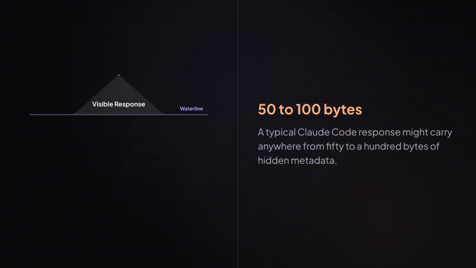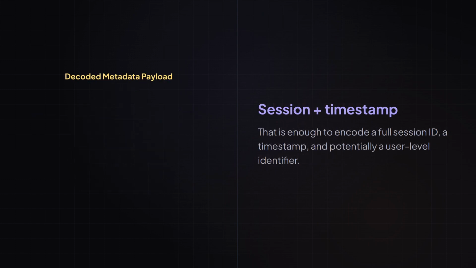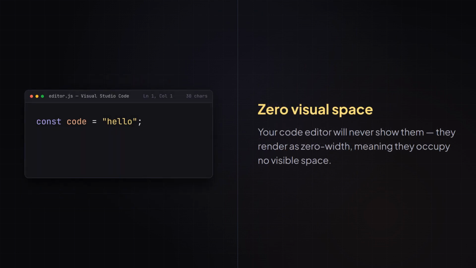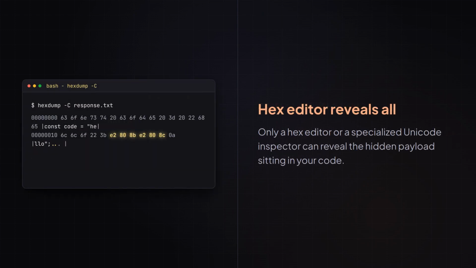A typical Claude Code response might carry anywhere from 50 to 100 bytes of hidden metadata. That is enough to encode a full session ID, a timestamp, and potentially a user-level identifier. Your code editor will never show them. They render as zero-width, meaning they occupy no visible space. Only a hex editor, or a specialized Unicode inspector, can reveal the hidden payload sitting in your code.